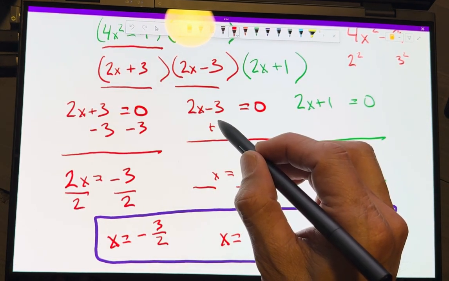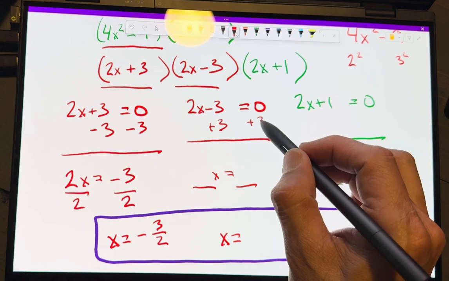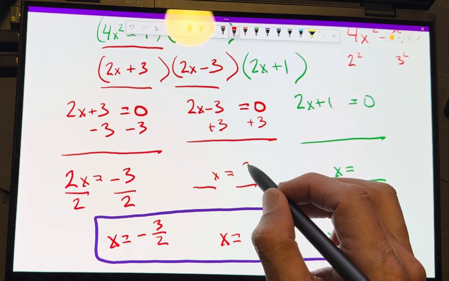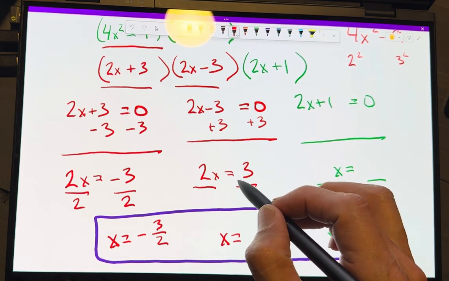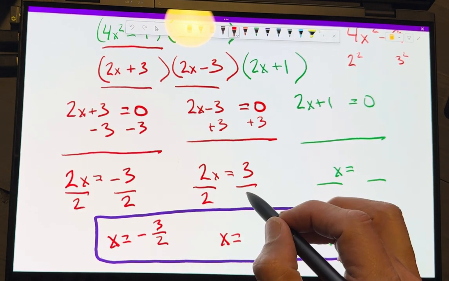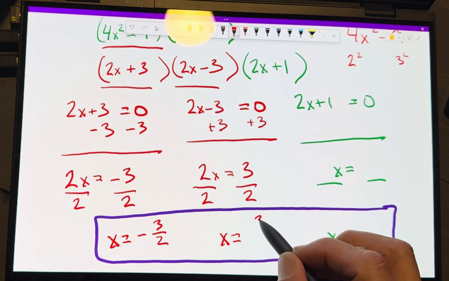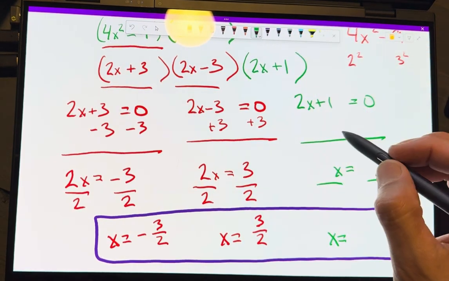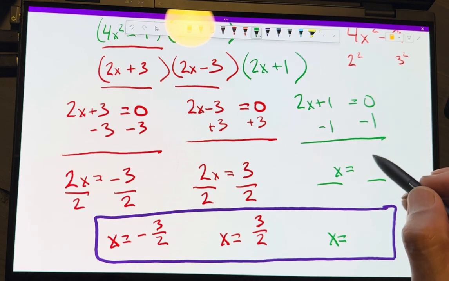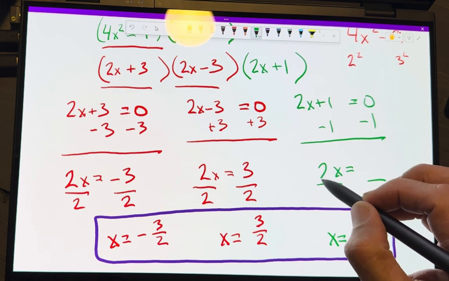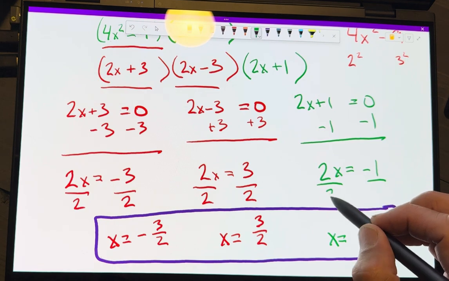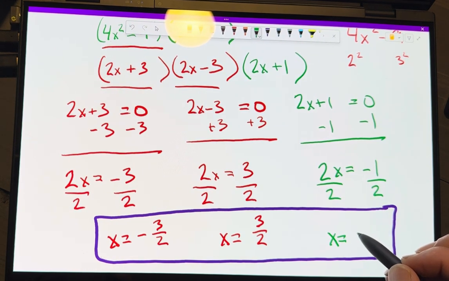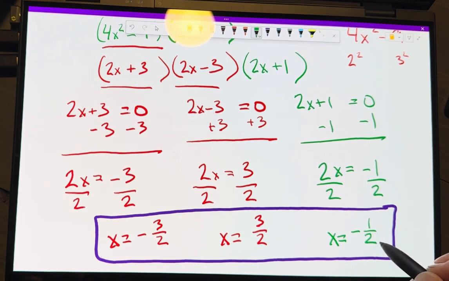Okay, so let's do the same thing here. Add 3 to both sides, which gives me 2x is equal to 3. Divide that by 2. X is equal to positive 3 halves. And now let's subtract 1 from each side. Now we have 2x is equal to negative 1. Divide both sides by 2, and I got negative 1 halves. And those are all my x's.